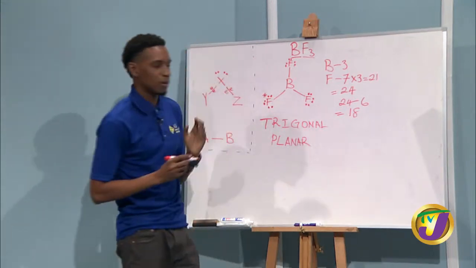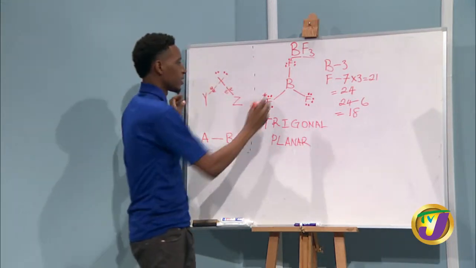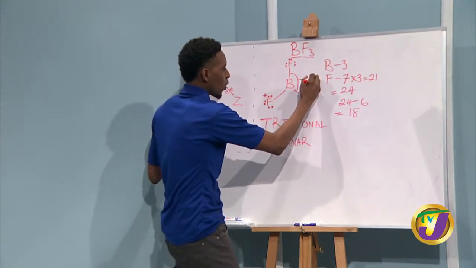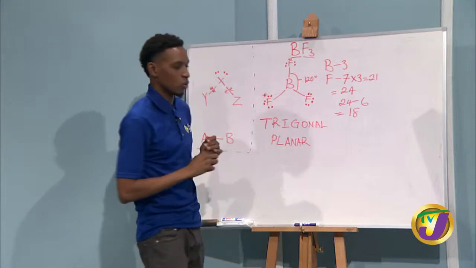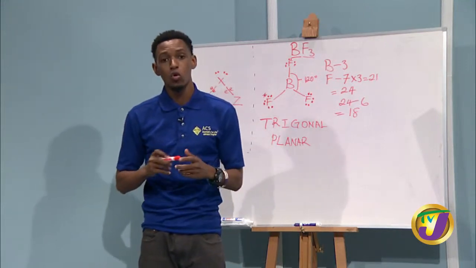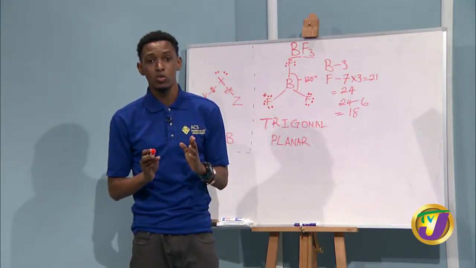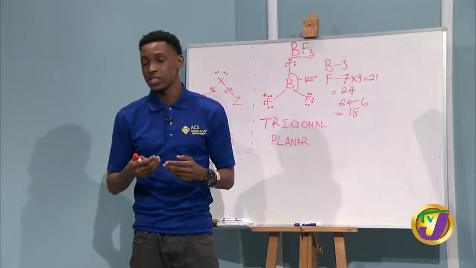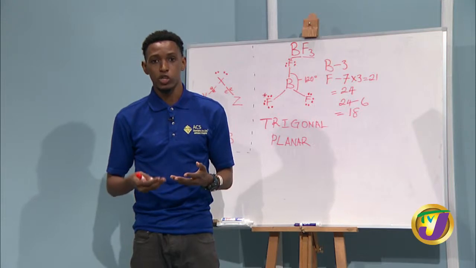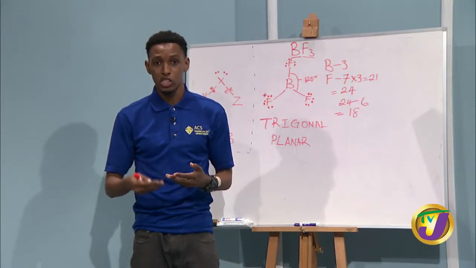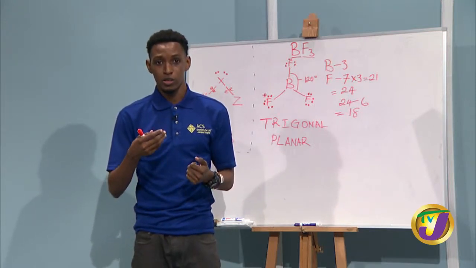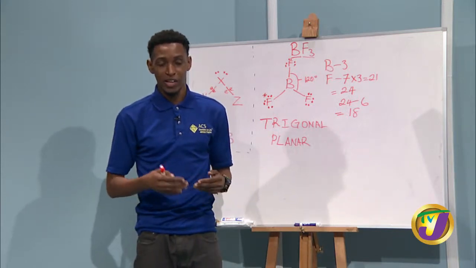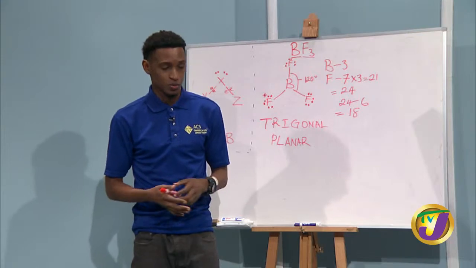It has a trigonal planar geometry. And the bond angles between BF3 is 120 degrees. Now, it's important for you guys to know the shapes of these molecules as well as the bond angles. So if your teacher tells you that you have a trigonal planar molecule, or if your teacher asks you what is the bond angle of that specific shape, you'd have to know.